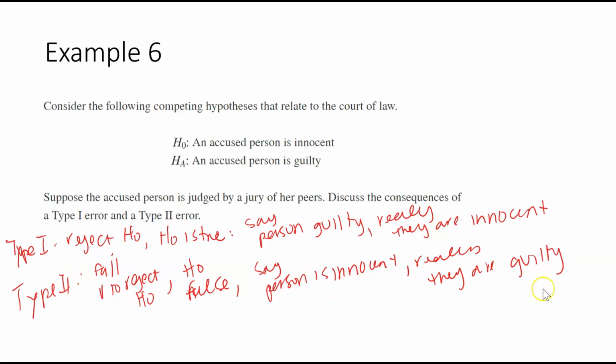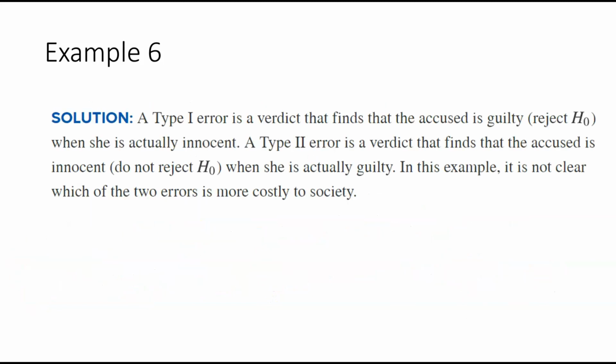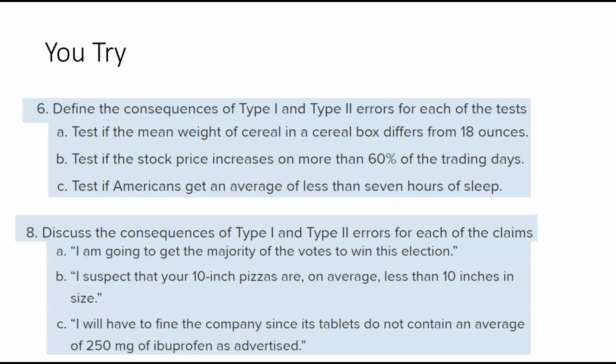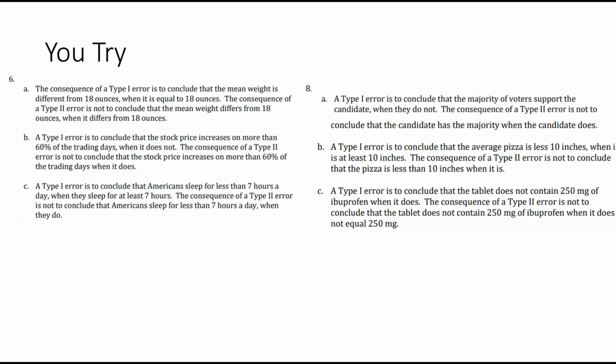They're both extremely harmful. And the textbook agrees that it's impossible to say which one is more costly, but you get the idea. So go ahead and give these two a try, discussing the consequences for the type 1 and type 2 errors, and press play when you're ready to see the solution. And there you go. And that concludes 9.1.